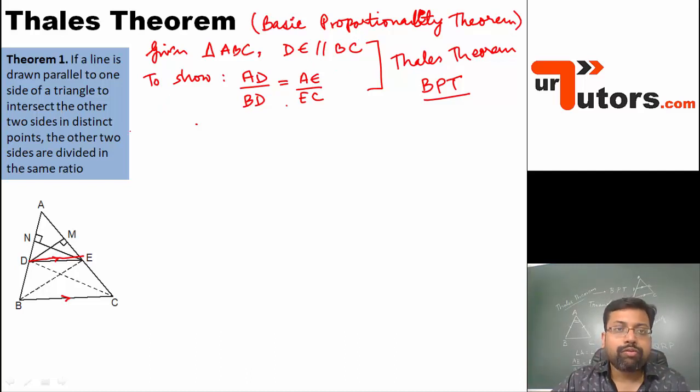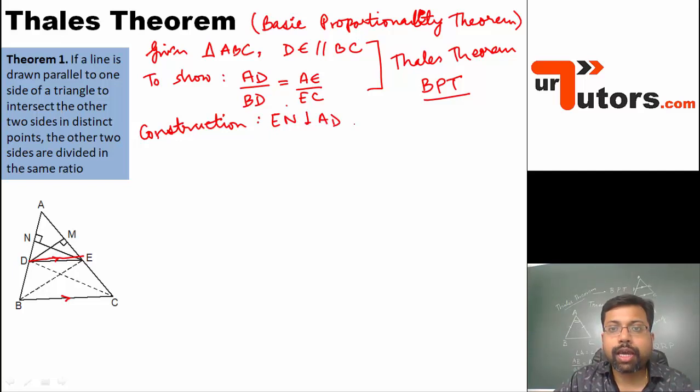How do we prove it? For proving, we need to do a construction. In the figure, it's already done, but the construction is EN perpendicular to AD and DM perpendicular to AE. We drop a perpendicular from the point E on the side AB, so it meets AB at point N, and the other perpendicular we drop from D to the side AC. So it is DM, which is perpendicular to AC or AE, since A is a part of AC.